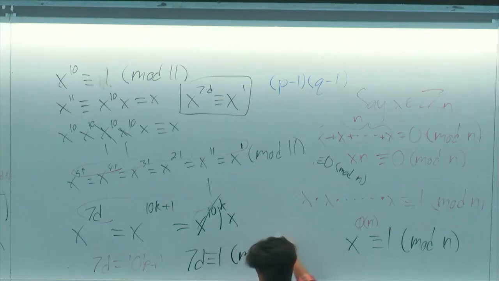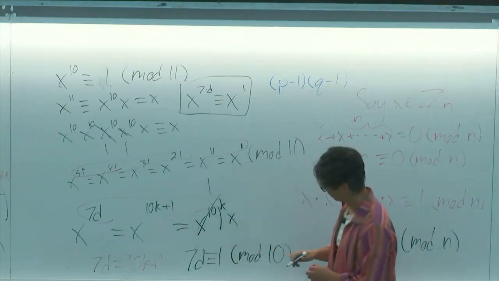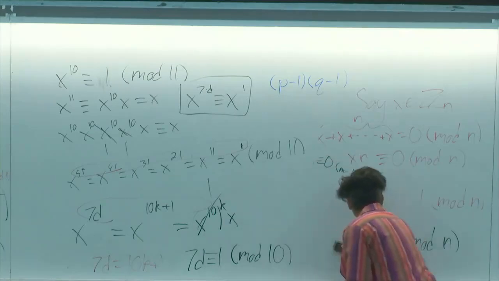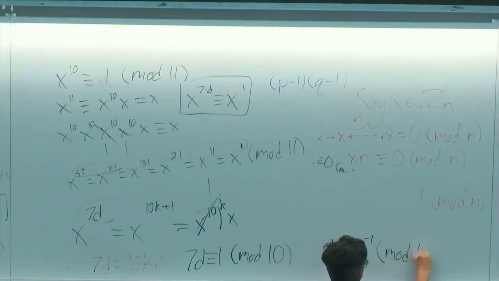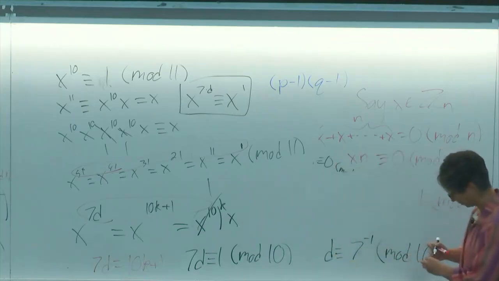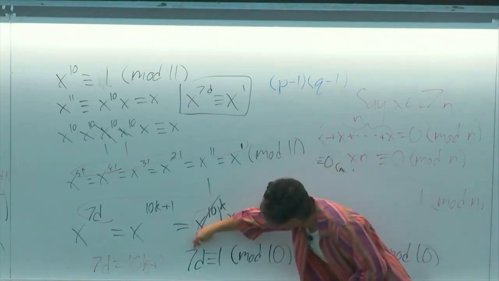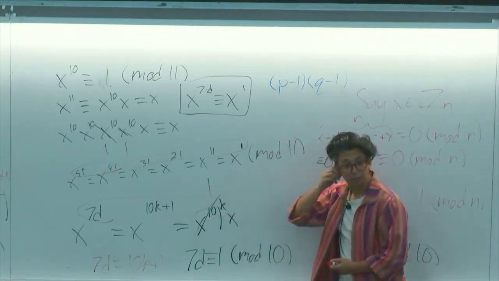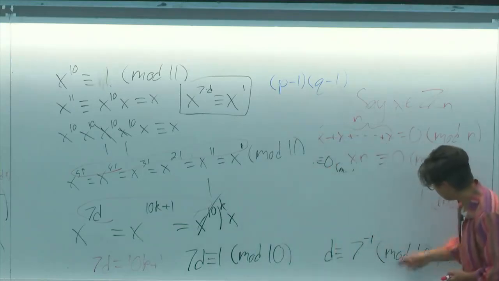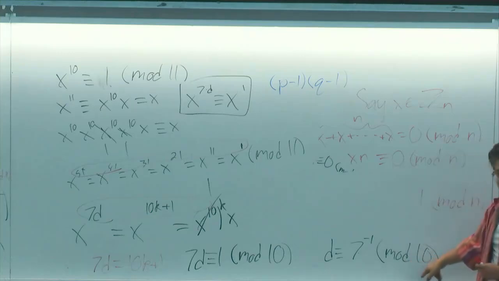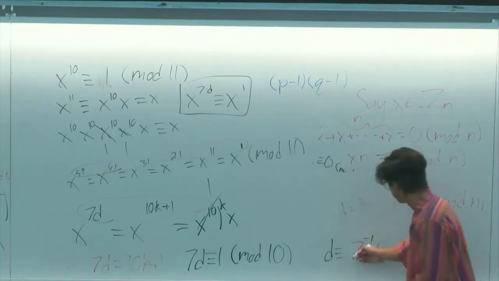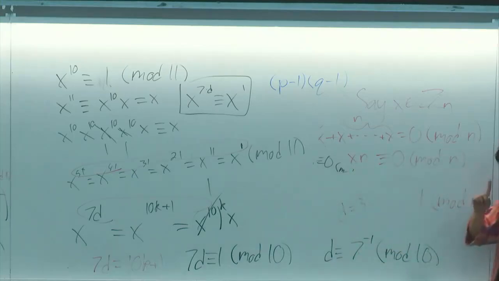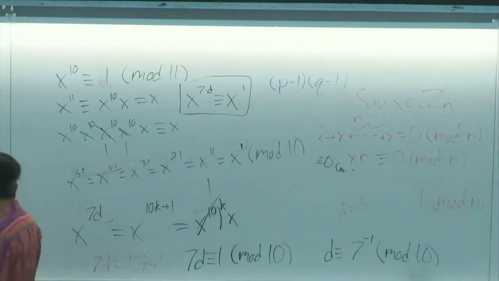Mod 10, that's what we're dealing with. We're in exponent land. And what does that mean? That means we're looking for d being equal to 7 inverse mod 10. Right? This is just saying d is the thing you multiply 7 by to get 1. That's the definition of multiplicative inverse. So what is the multiplicative inverse of 7 mod 10? Yeah, 3. d equals 3 because 3 times 7 is 21, mod 10 is 1. So let's go ahead and plug everything back in and then celebrate.